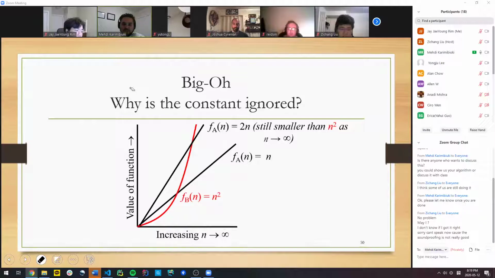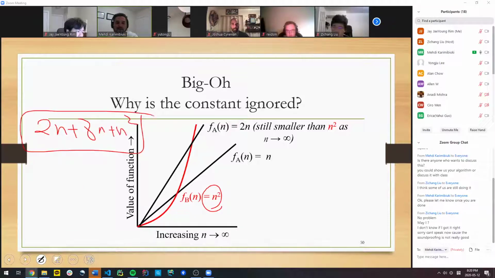So what I'm trying to say here is that it doesn't matter if you have a linear factor. If you have n or 2n or 3n or 4n, at the end of the day, n squared is growing much faster. So if you have something like 2n plus 8n plus n squared, in terms of computation time, if you want to show it with big O notation, you pick the biggest one, and the biggest one is the n squared one. Okay.